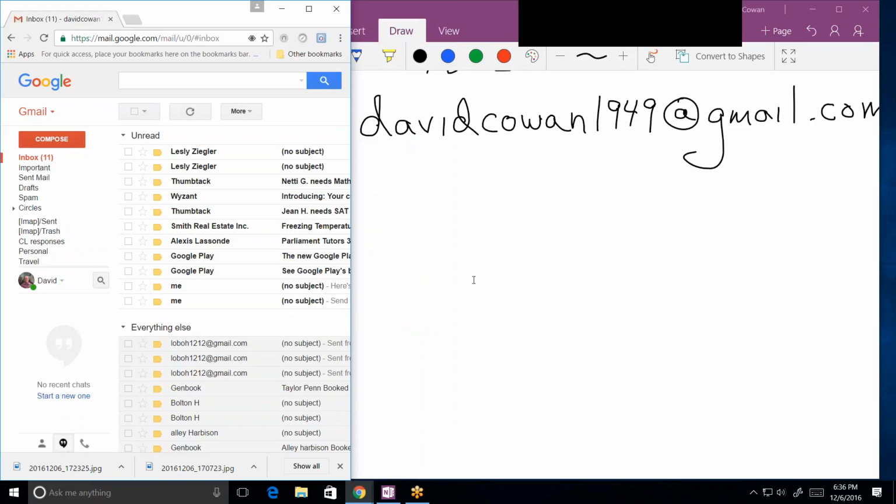You want to hold the camera about a foot away from the paper. You want to make sure you have pretty good light, and you want to hold it as steady as possible when you take the picture. If there's too much shaking going on, then it comes out blurry and it's hard to read on my end.